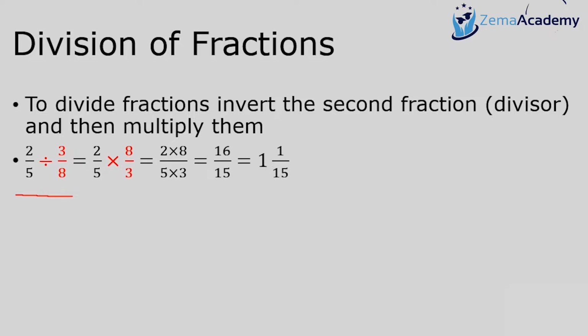Now, in order to calculate that or to simplify it, I'm going to flip the 3/8 to 8/3 and change the sign from a divide to a multiply. So my new calculation is 2/5 multiplied by 8/3. That's a top-heavy or improper fraction. Now we just follow the same rule we followed for the other multiplication sums. So we multiply the numerators together, so we get 2 times 8 at the top. We multiply the denominators together, we get 5 times 3 at the bottom, which is 15.